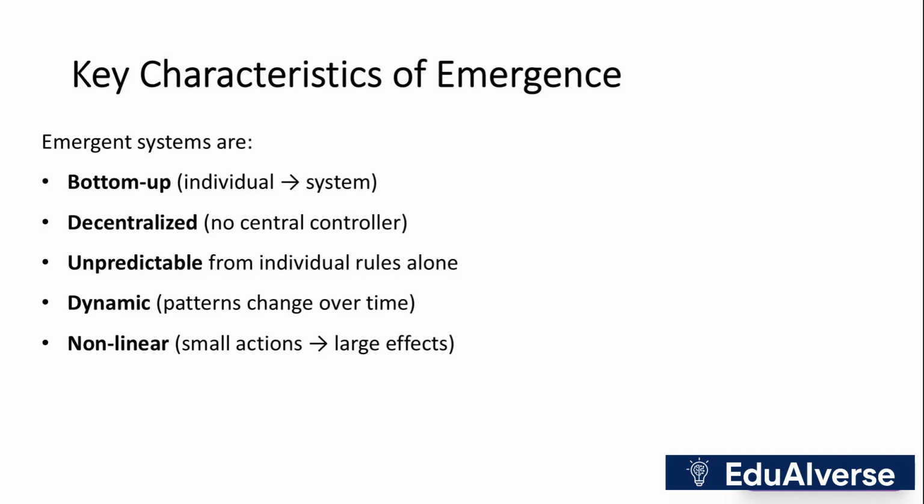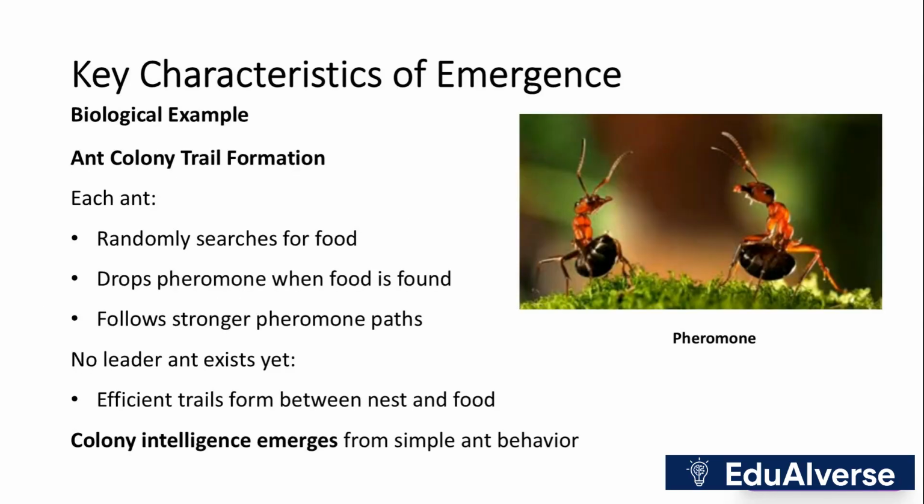Emergent systems are bottom-up, decentralized, unpredictable, dynamic, and non-linear. Small actions can lead to large effects, illustrating the power of individual contributions to system behavior. Ants search for food and follow pheromone paths, forming efficient trails between nest and food. This biological example shows how collective intelligence emerges from simple ant behavior.